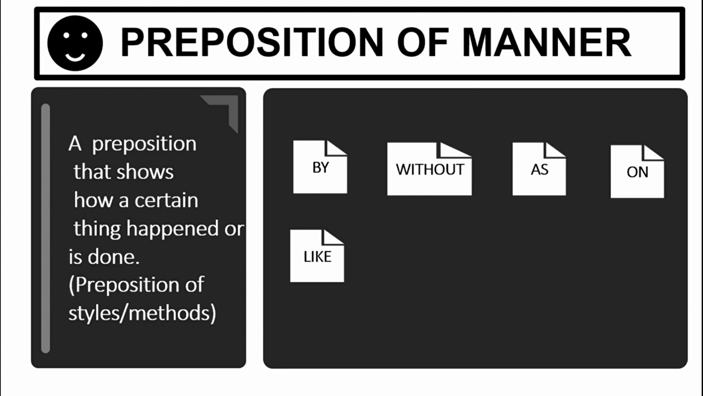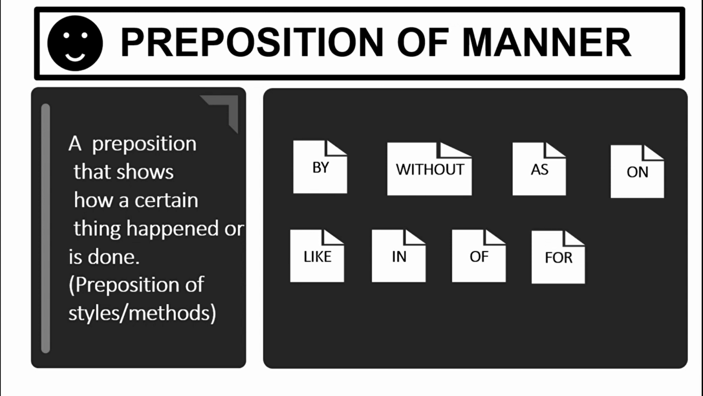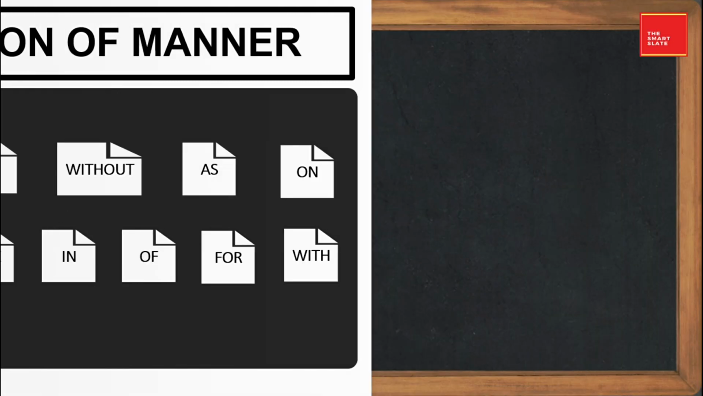Like is used to show the similarity, in is again for the method of how the thing is taking place. Of is usually used to show the measurement, or you can say an association. For is used for the purpose or to express the cause or reason. With is usually for accompaniment, just like without. So these are the prepositions of manner.